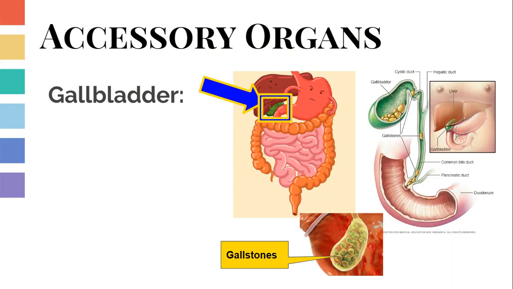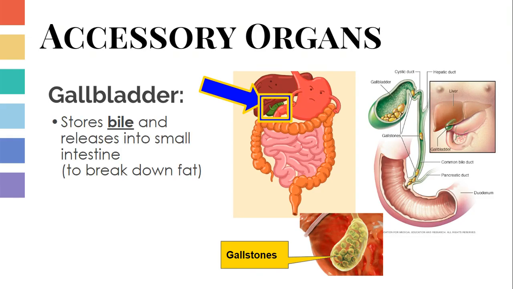The little green guy that's squished in there, that's the gallbladder. The gallbladder doesn't make anything, but it does store the bile for our digestion of fats or a breakdown of fats. So the bile is produced by the liver, and then it's kind of shoved off to the side in this small little pocket of the gallbladder.